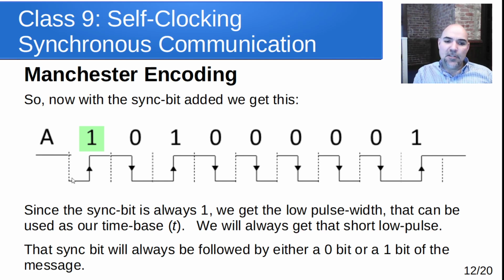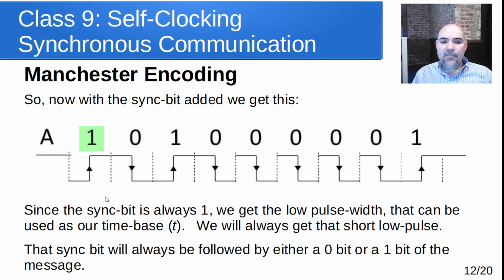Now, essentially what we're going to do is since that sync bit is always going to be a 1, we're always going to get that low pulse width right here. See this area right along the bottom of that first low pulse there. And we're going to use that as our time base T. And since we're always going to get that short low pulse, we'll always have the time base that we can then use to compare to the rest of these signals here to know whether they're short or long. In other words, with Manchester encoding, it doesn't necessarily matter how fast we go because we can always use this as our yardstick to measure these.